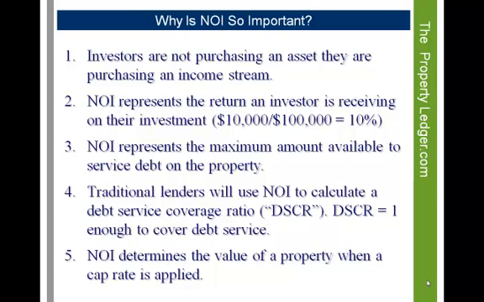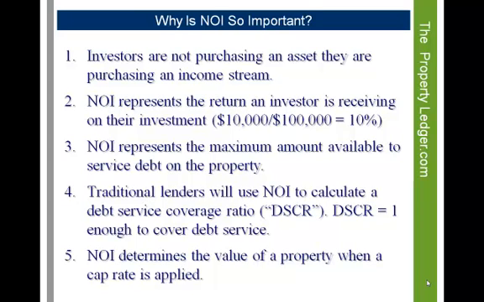Number three, NOI represents the maximum amount available to service debt on a property. Obviously, when we're buying property, we want to make sure that the NOI is going to be greater than the debt service we're going to have to pay on that property, so we have a positive cash flow. To the extent we don't, we've just bought ourselves an alligator, and alligators don't do anything nice but crawl and bite you and eat you alive, and obviously we all want to avoid those alligators.